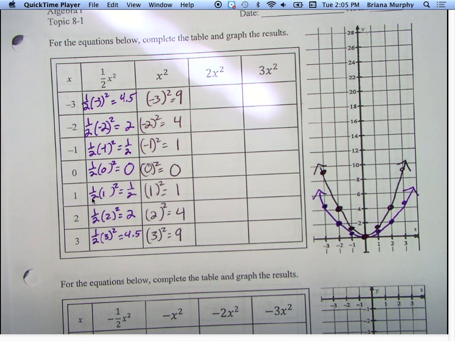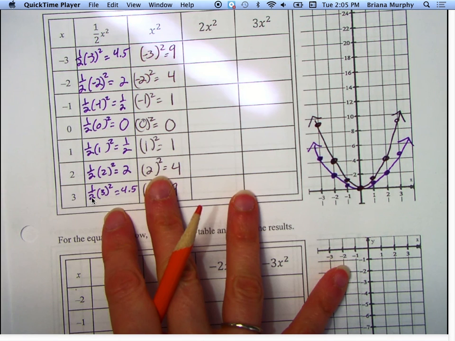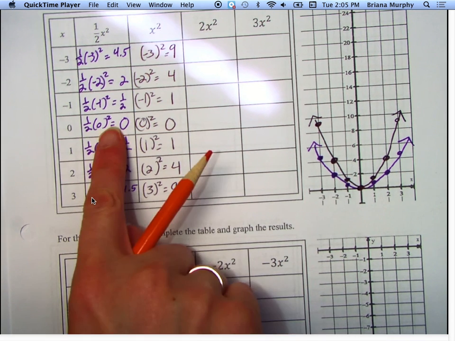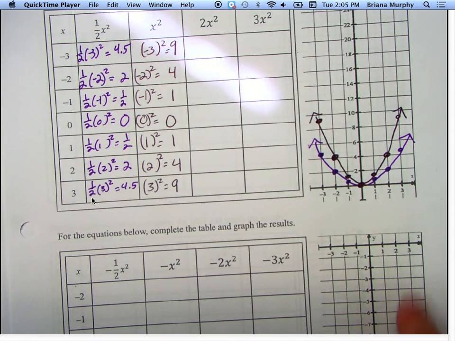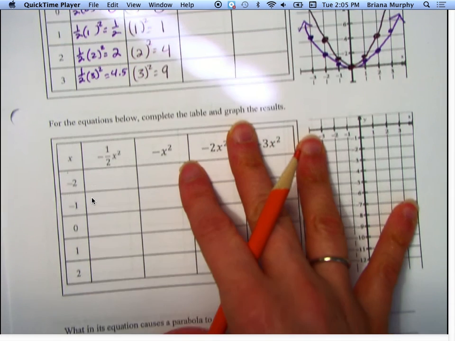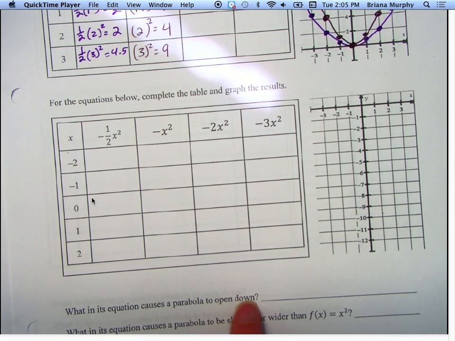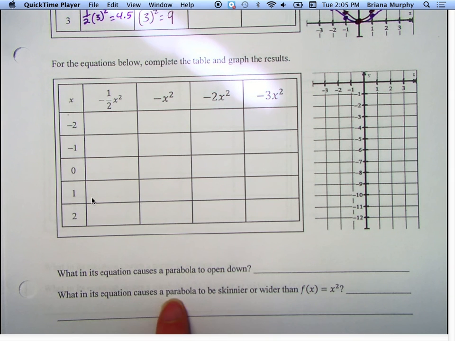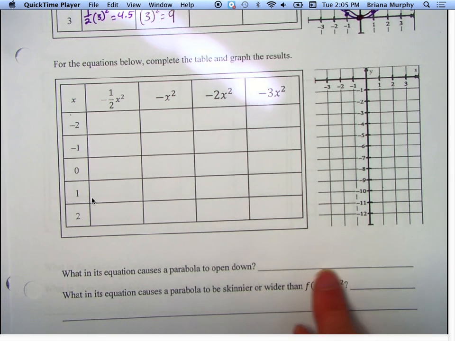Okay, I'm going to let you do the rest of these on your own. You need to answer this at the bottom. Once you've filled this whole thing out, use purple, black, orange, green, because you're going to have a completely different graph down here. You don't need 8 colors, just 4. And right here you're going to answer what in the equation causes a parabola to open down, and what in the equation causes a parabola to be skinnier or wider than f of x equals x squared.